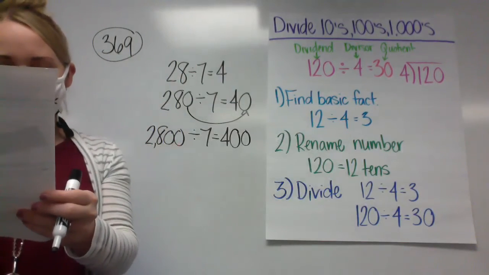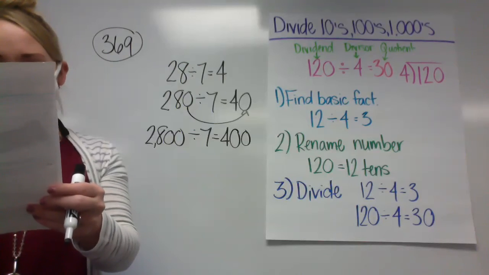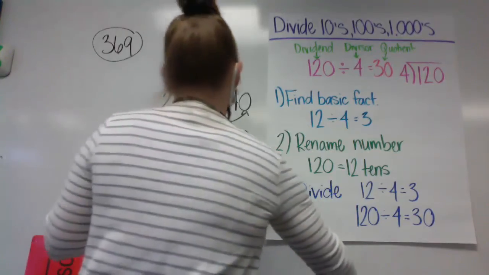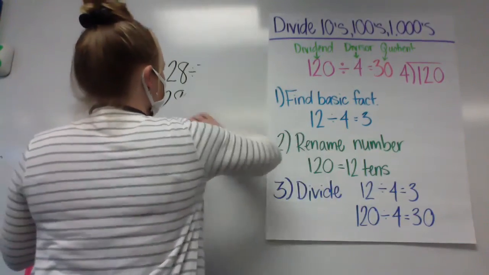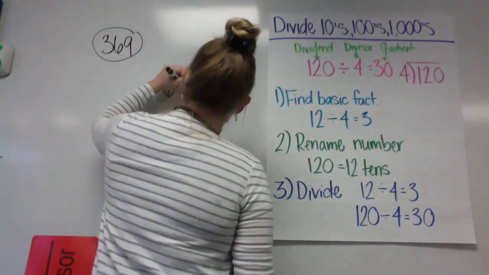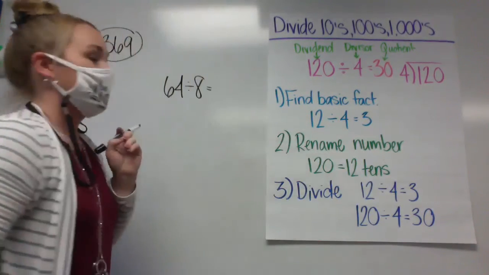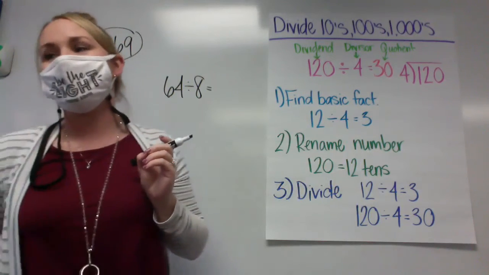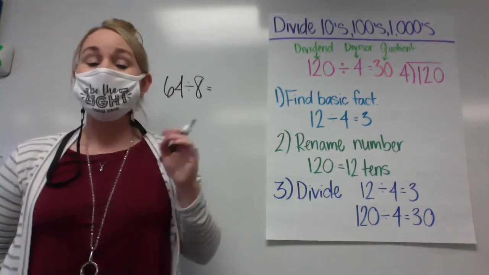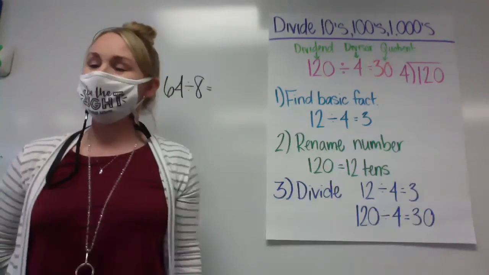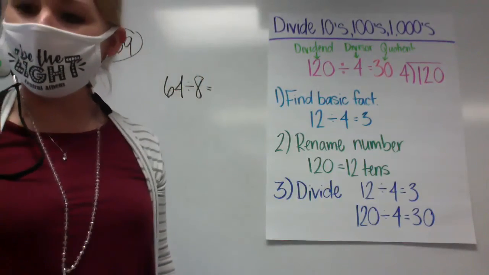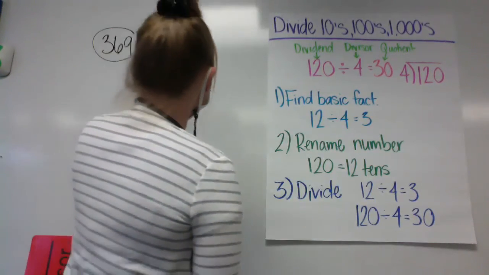Okay. Let's do one more together and then maybe I'll set you free, because you guys are getting it. So the next one we've got 64 divided by 8. Nicholas, what's 64 divided by 8? You can think, what times 8 equals 64? Will you help him out? It's 8. 64 divided by 8 is 8.